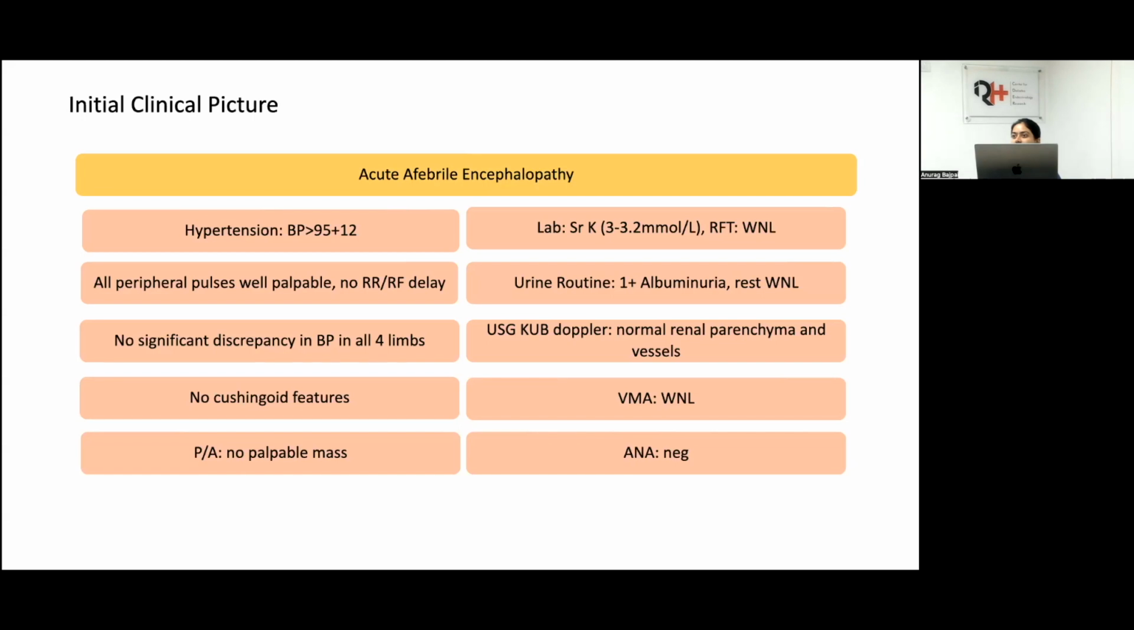Hypokalemia with hypertension is pointing towards an endocrine cause, an increased RAS effect. So I will go for screening of this RAS system. Yes, correct. And an echo? Yes, I'll be mentioning that further.